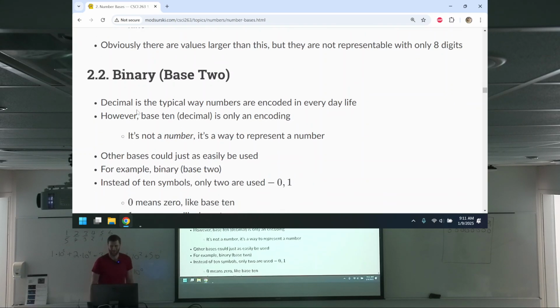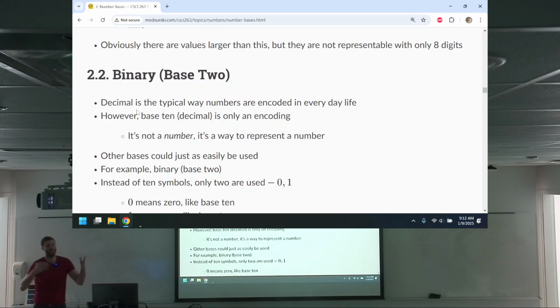All right, binary. Base 2. Now, all of the rules that we've learned apply here. Nothing is changing except for one little detail: we only have 2 symbols. Instead of 0 through 9, we're only going to play with 2 symbols, 0 and 1. But we can do all of the same stuff.